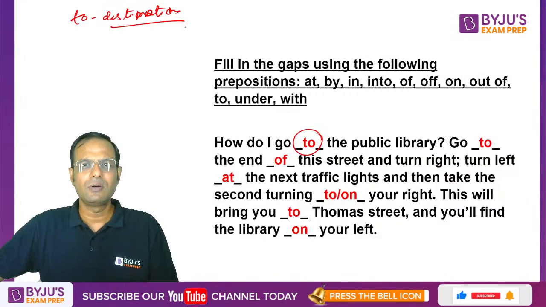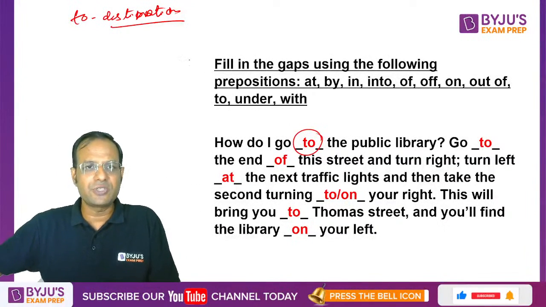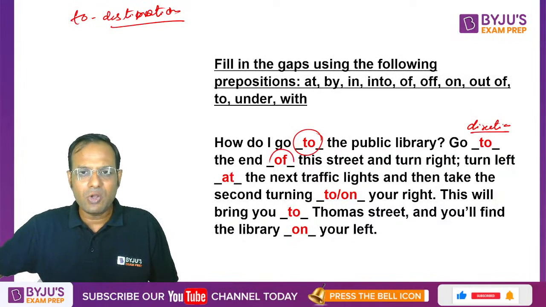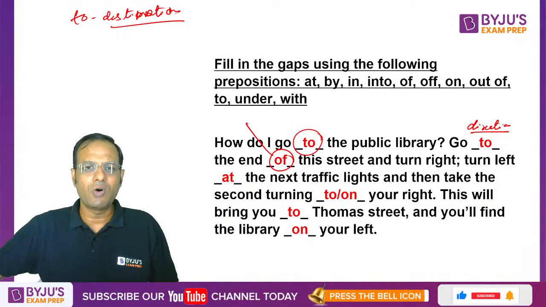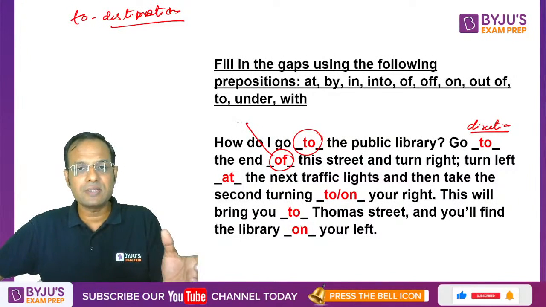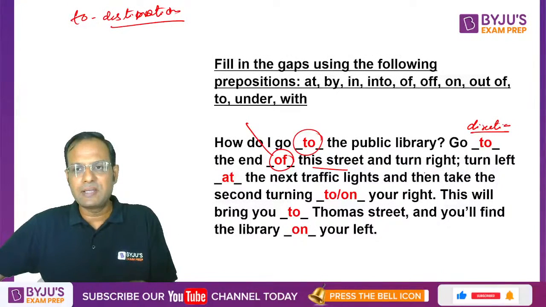Where do you want to go? To. Go to the end of the street. Again, we are talking about direction. Go to the end of the street. End of this street. Of shows possession or belongingness. End of this street and turn right.